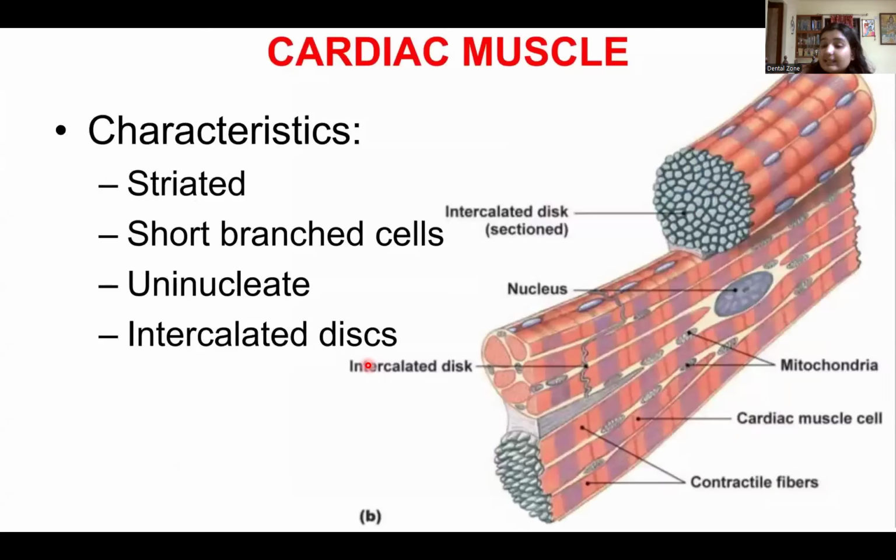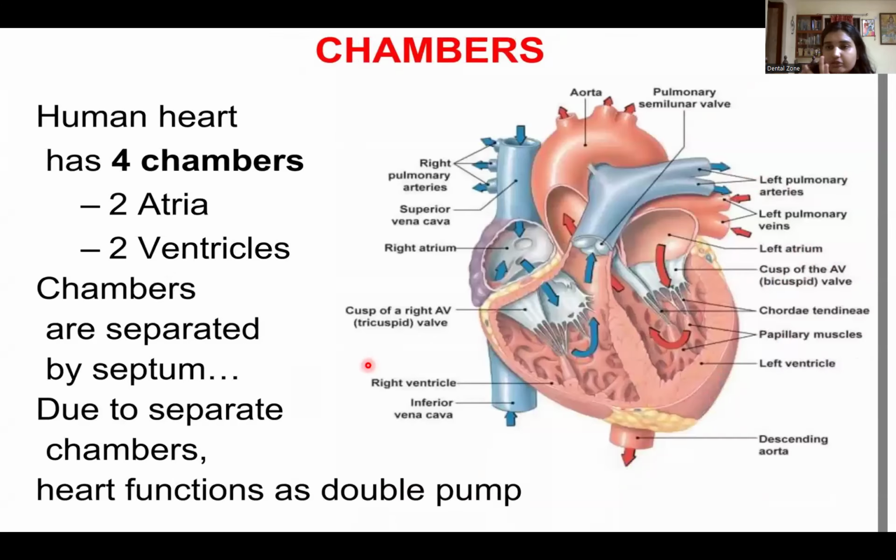So what are the characteristics of cardiac muscles? Cardiac muscles are striated, short, branched cells. They are uninucleated and have intercalated discs. There are four chambers in the heart, as we know, two atria and two ventricles, and they are all separated by a septum, due to which the heart can function as a double pump system.